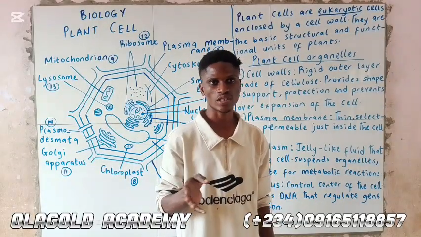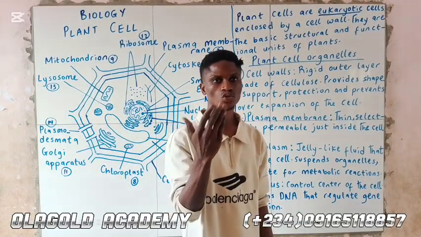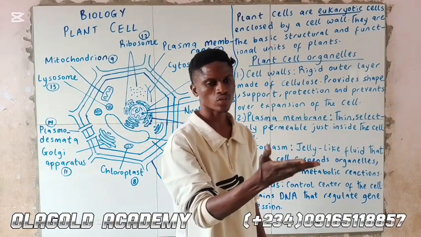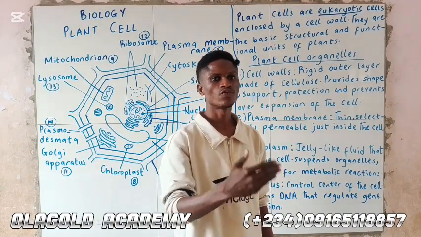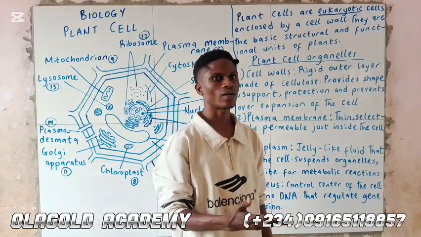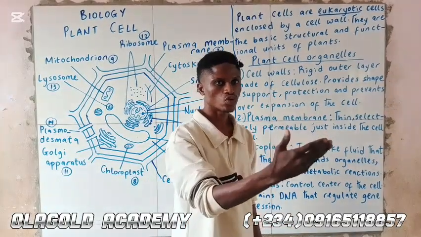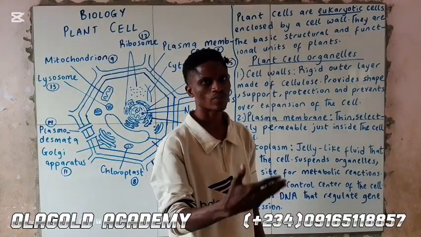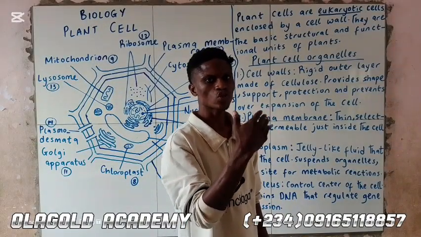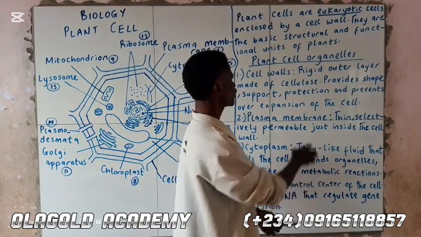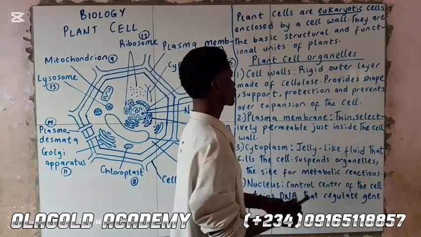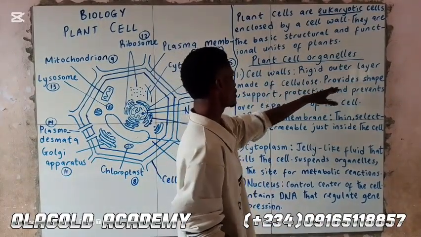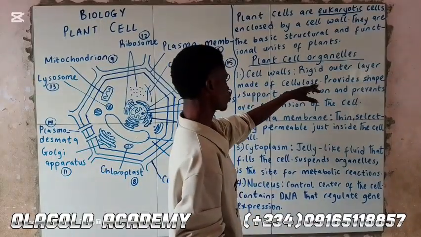In chemistry class, we have sugars being taught. We have glucose as a sugar. We have fructose as a sugar. We have cellulose as a sugar. We have galactose as a sugar. So those sugars always have OSE at the back. Alright, so the cell wall is a rigid outer layer made up of cellulose.